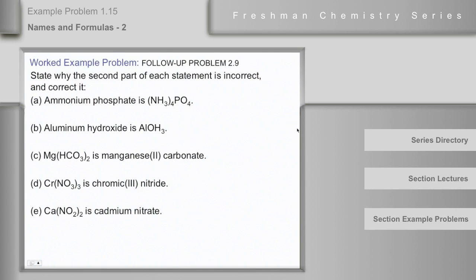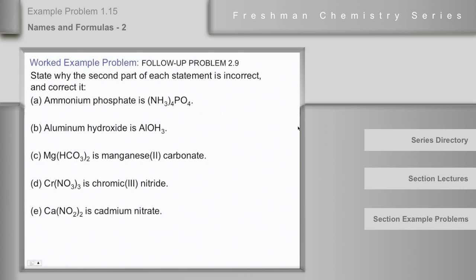In this problem, we're given 5 cases of either names or formulas, followed by either formulas or names, and in each case, the name for the formula or the formula for the name is incorrect. And our job is to determine in what way it's incorrect and to correct it.